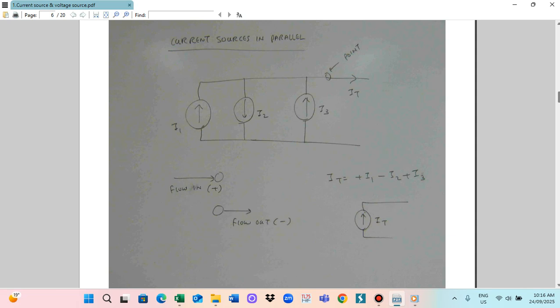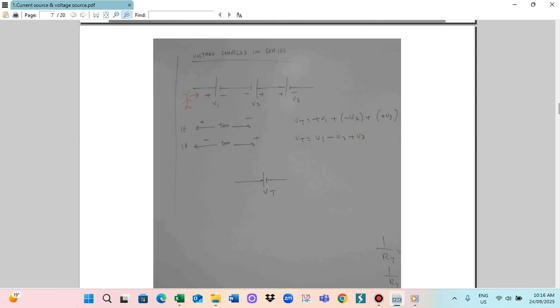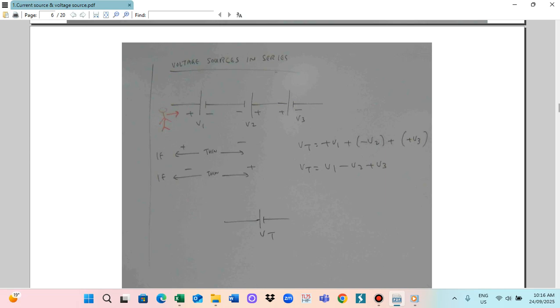Similarly, we can consider voltage sources in series. Instead of representing all three current sources, the whole set can be represented by a single current source ID, which you can calculate as I1 minus I2 plus I3. So this is for current sources in parallel.